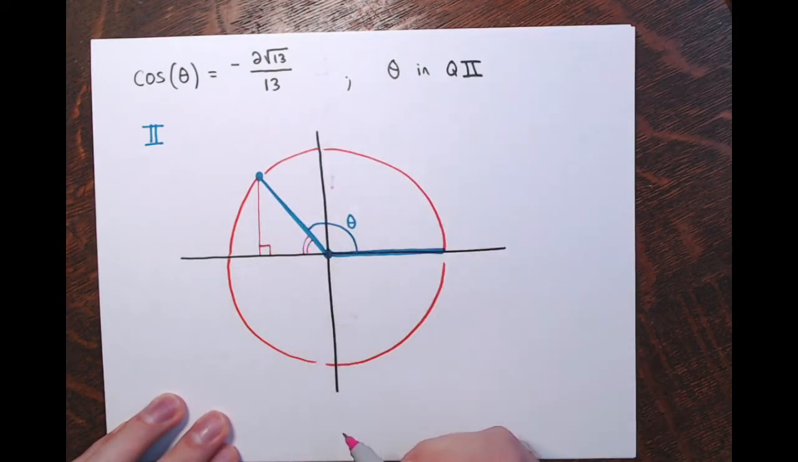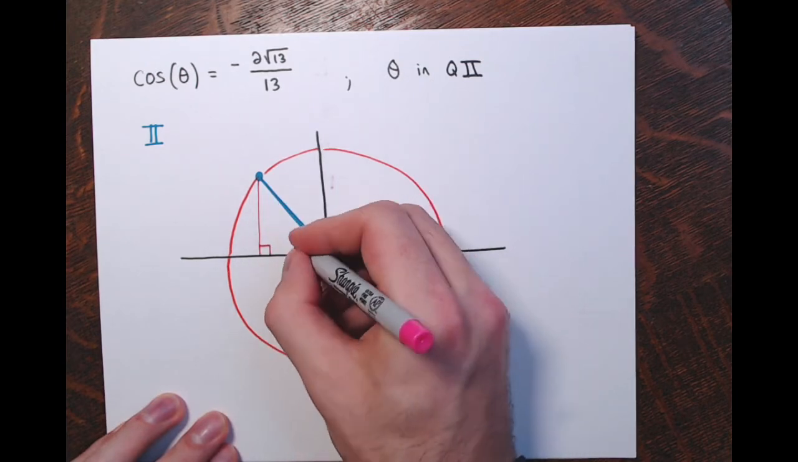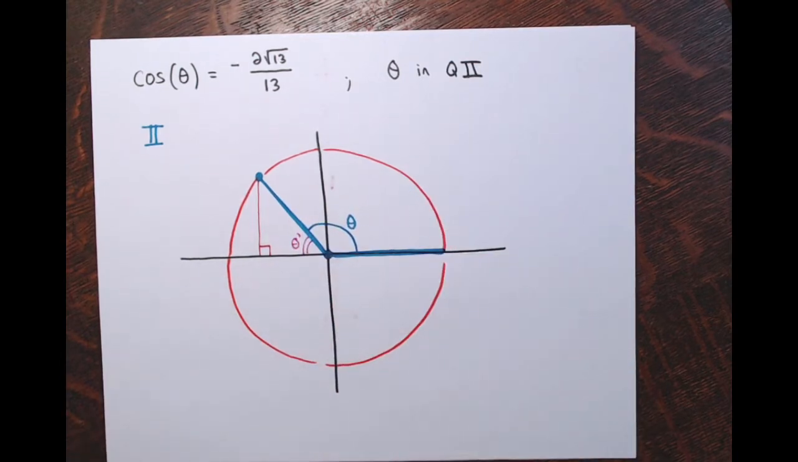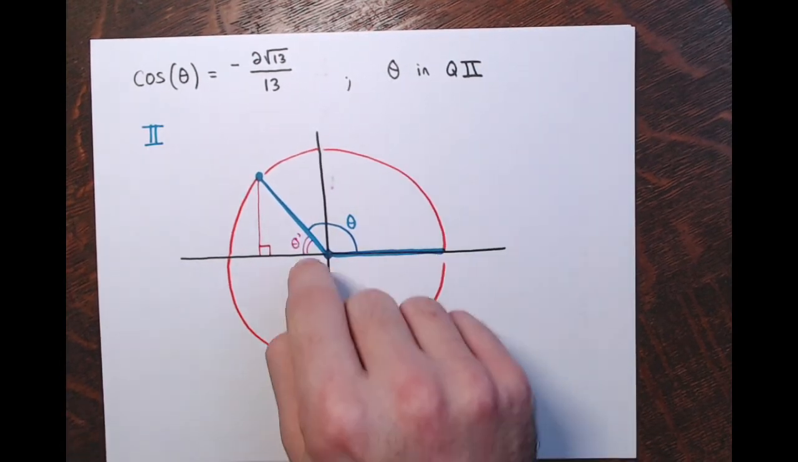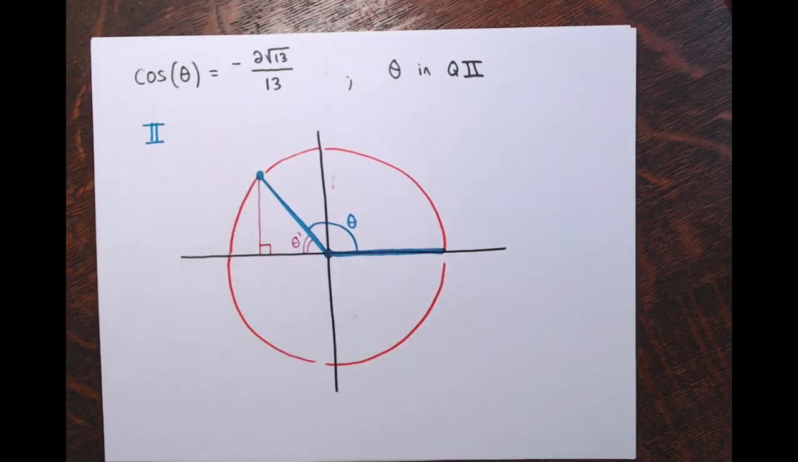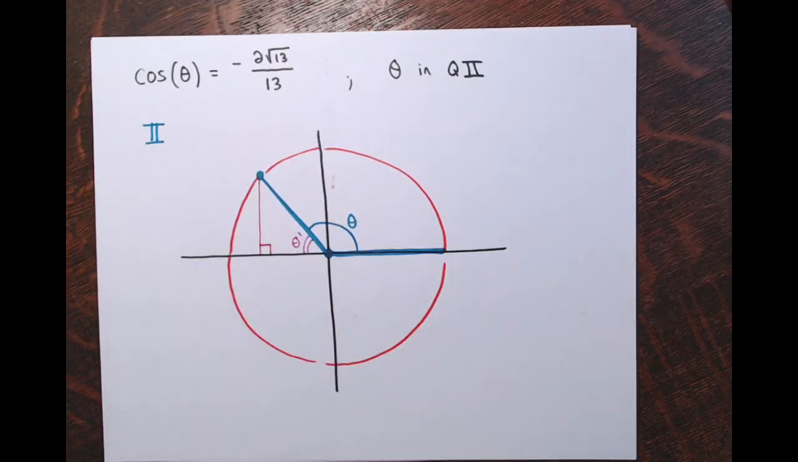This gives us a right triangle with the reference angle. Hopefully you recall the reference angle. This angle here between the terminal side and the horizontal axis, that's theta prime. I'm going to set up the sides of this right triangle so that the cosine of the reference angle is 2 times the square root of 13 over 13.